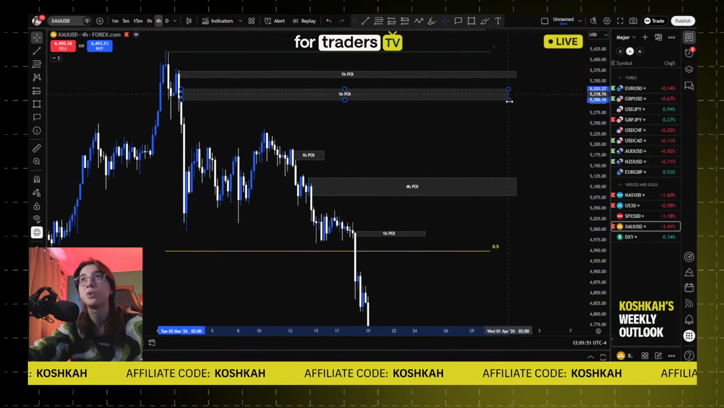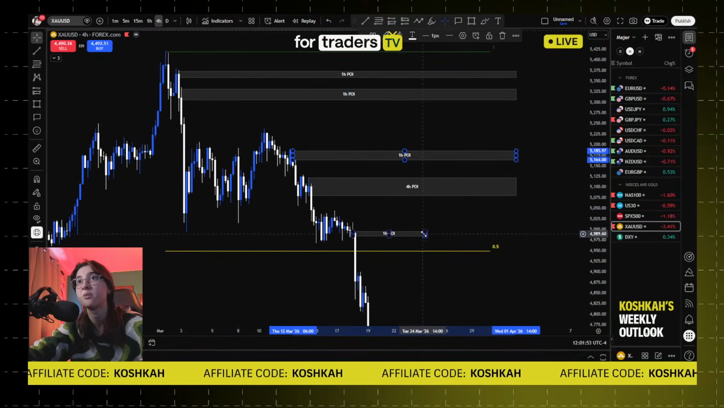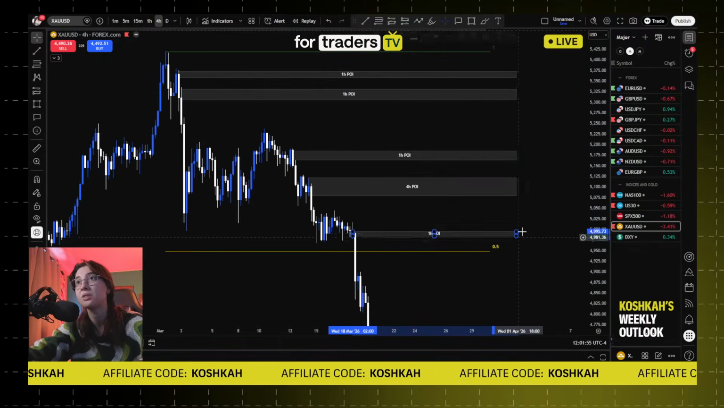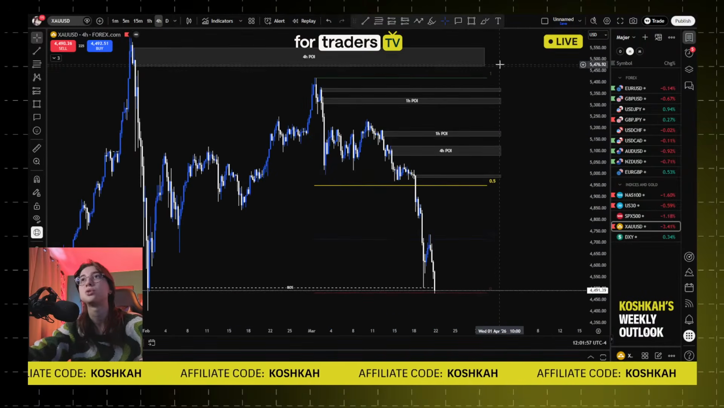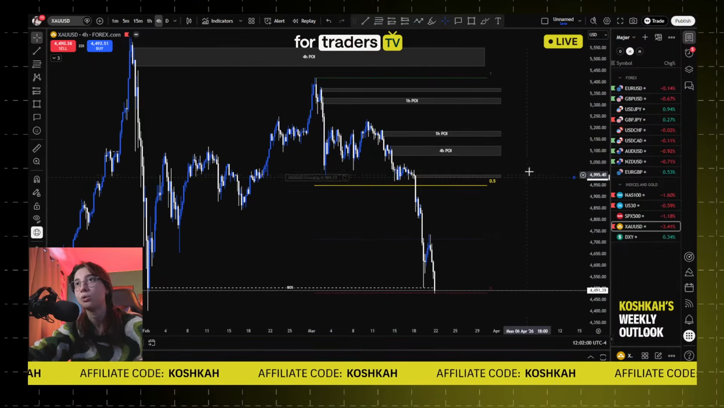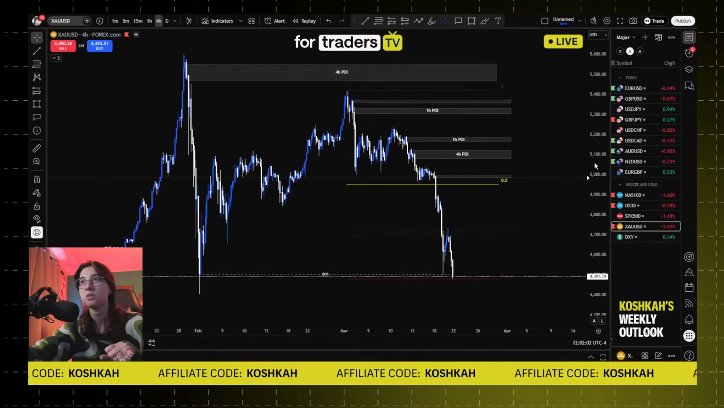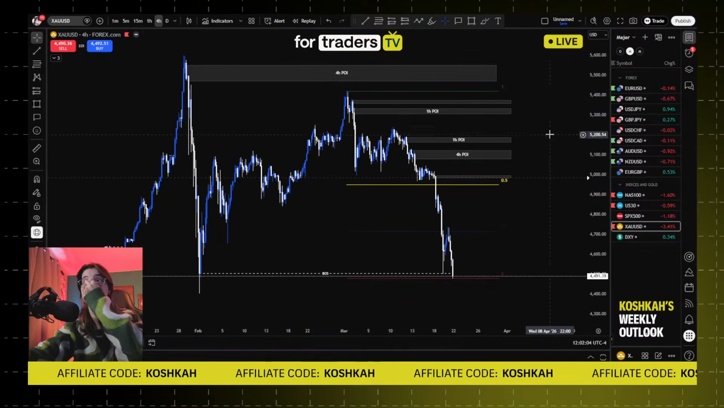So I'm gonna be waiting for the POI's mitigation, my 15-minute change of character / break to the downside, and we're gonna be looking for a trade. So my alert goes here. Okay, so that's it. What do we have for gold?